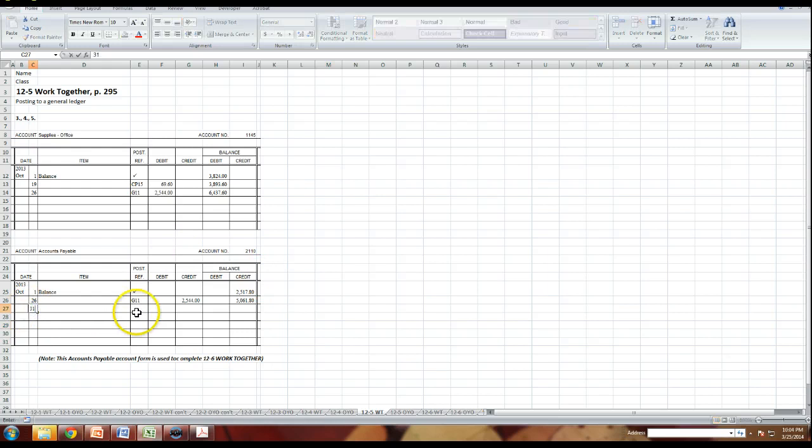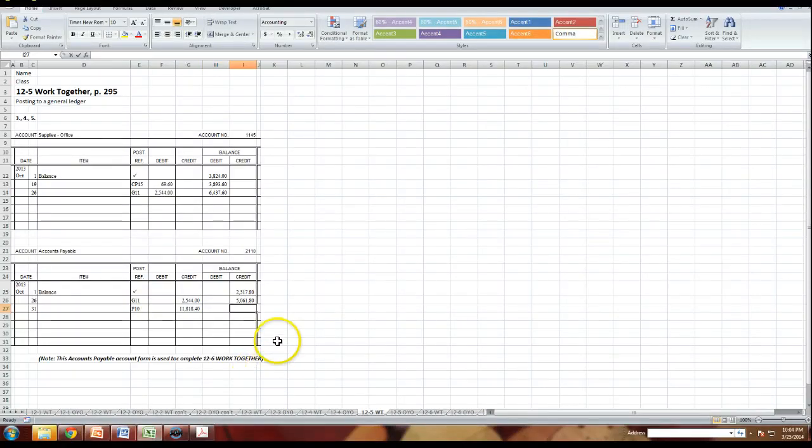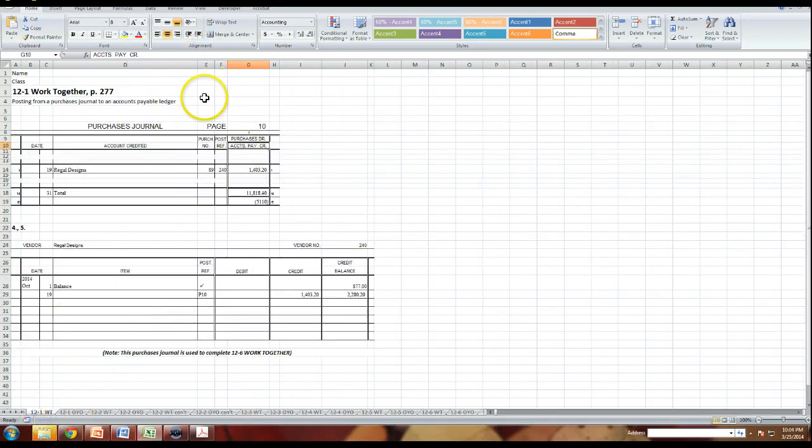First things first, we write the date. Post ref is purchase journal page 10. It was a credit for 11,818 and 40 cents. Now we have to calculate a new balance. We add two credits. Credit plus a credit equals $16,880 and 20 cents. Okay, so account 2110. Let's go back and put that in the journal it came from to show we posted it. And let's see if it'll let me do it this way.